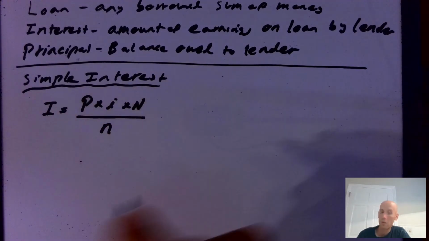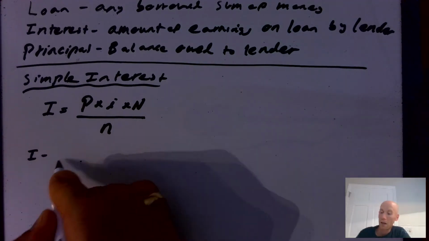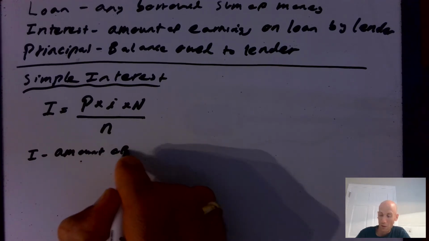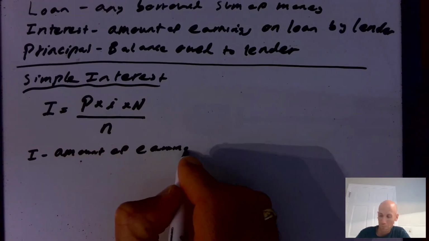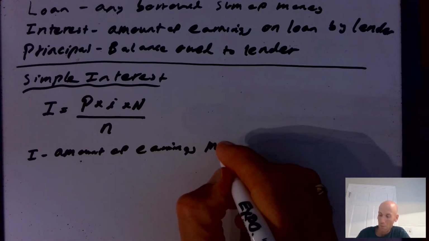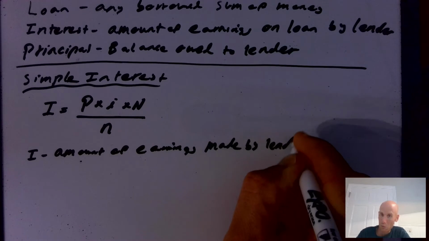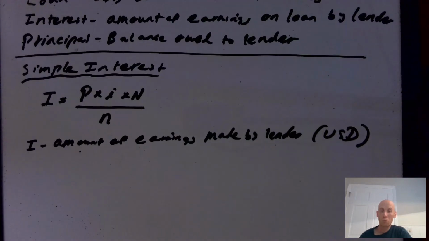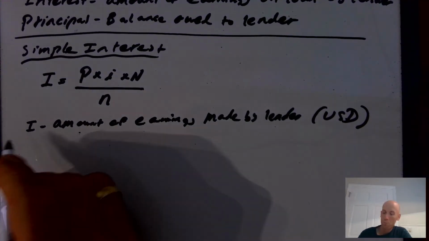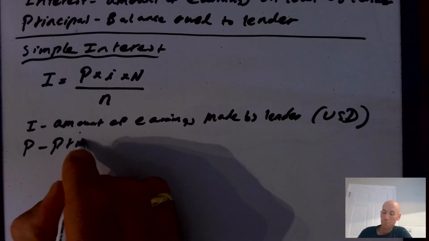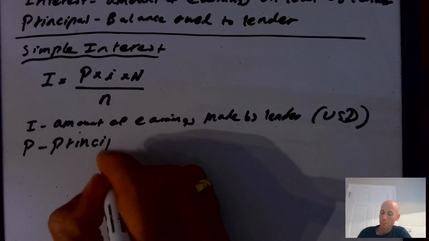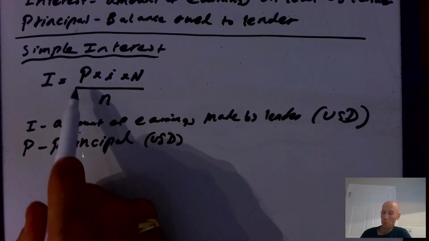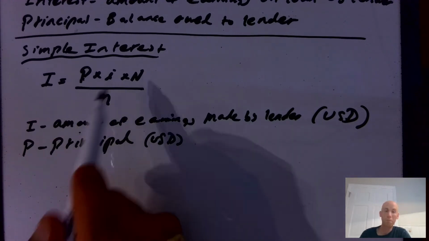Okay, this way. I is the amount of interest, the amount of earnings made by the lender, and this is going to be in US dollars, let's say, or any type of currency you'd like. So we're in the United States, so we'll deal with US dollars. P, the principal, as we just defined before, is also in US dollars.